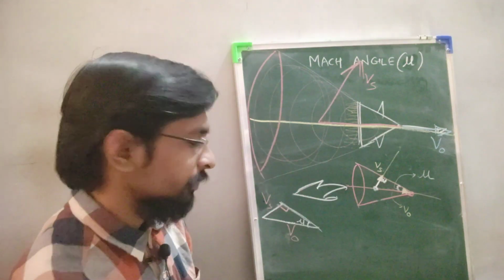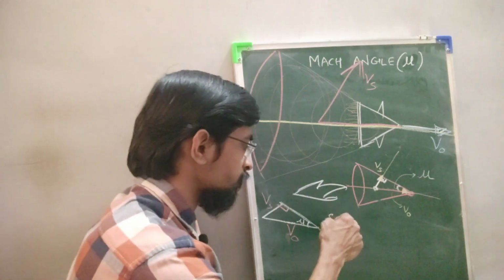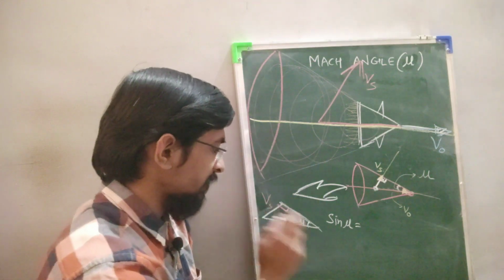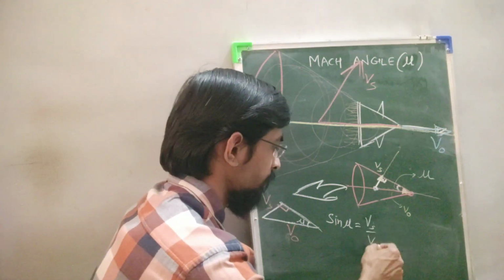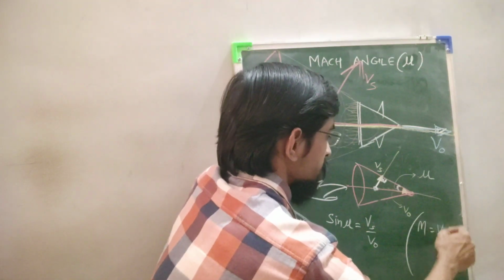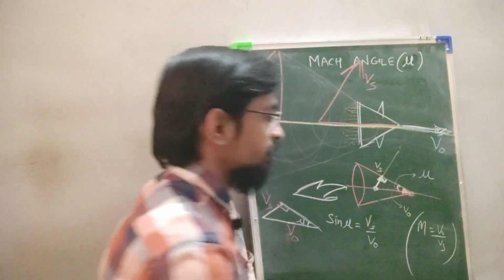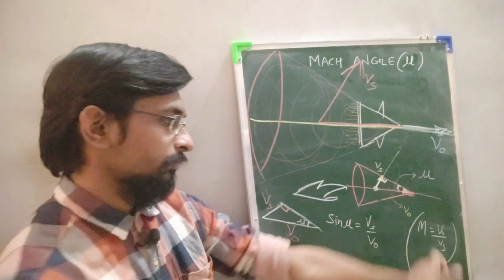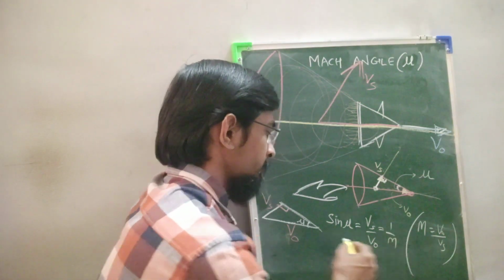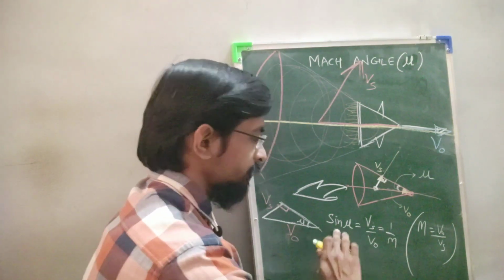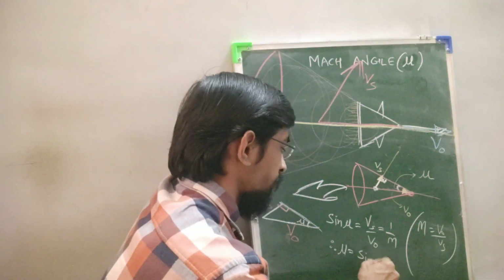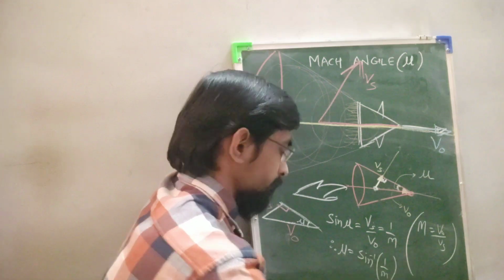So sine theta is opposite upon hypotenuse. So sine of mu is opposite, which is Vs, upon hypotenuse, which is VO. We know that the Mach number is the speed of the object upon the speed of sound, that is VO upon Vs. So Vs upon VO is the inverse of this, that can be written as 1 by m. Therefore mu will become, sine goes there, the inverse function, sine inverse of 1 by m.